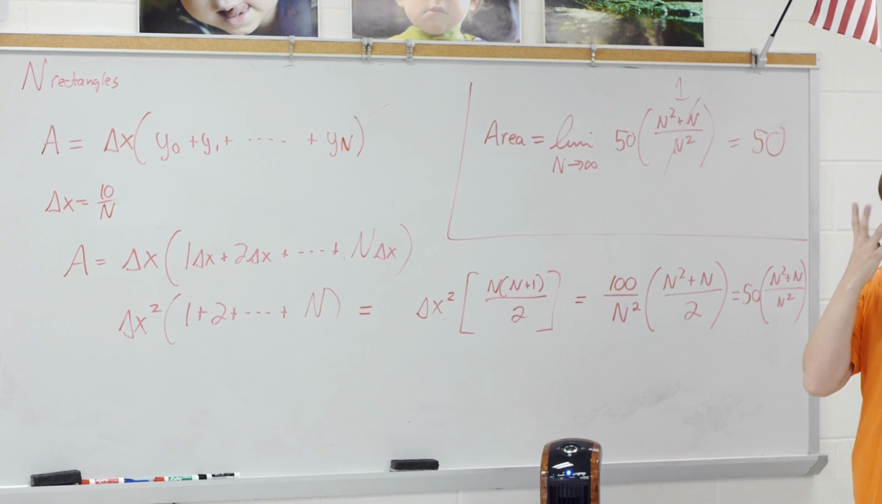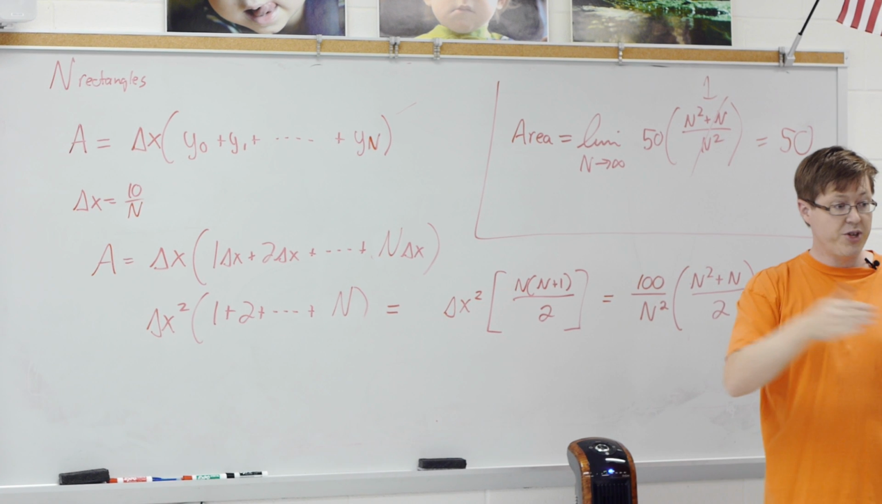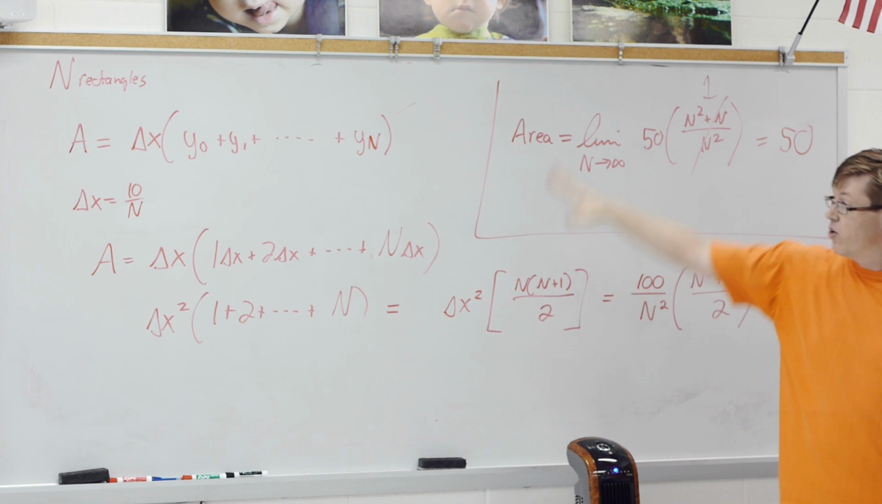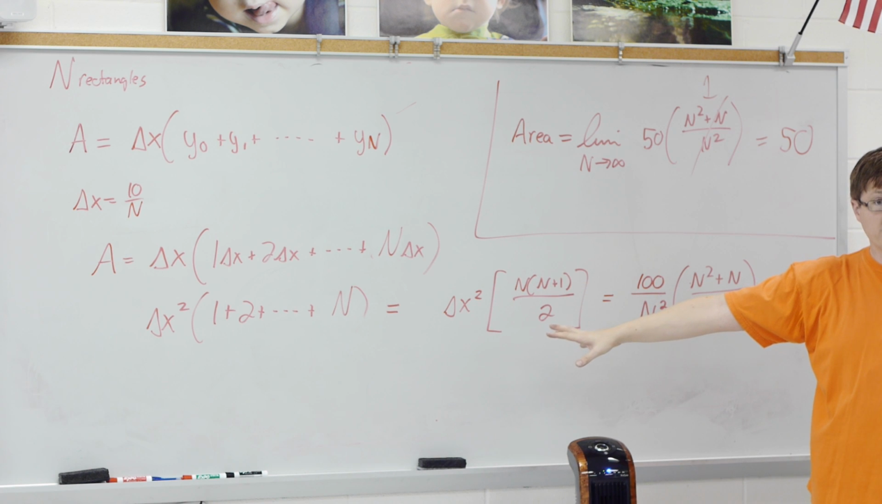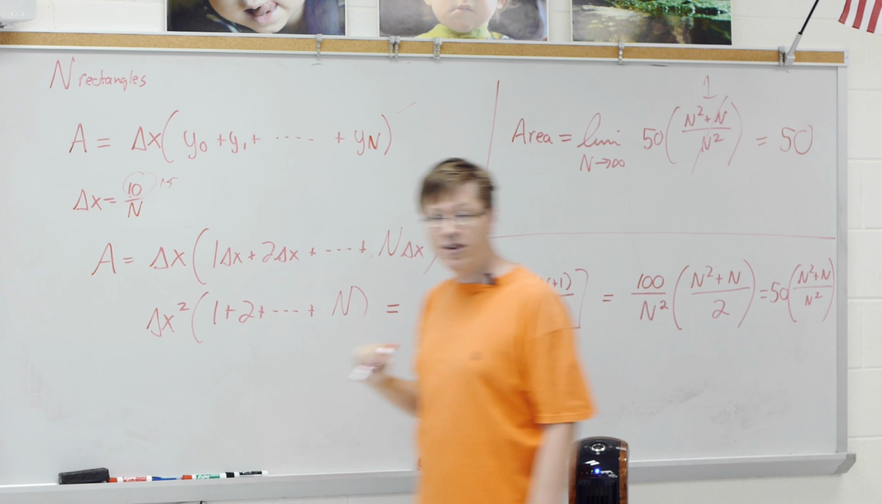So in fact, let's do a couple mental exercises. Over there, my triangle went from 0 to 10. What if I went from 0 to 15? What would change here? 15 over n. That would change to a 15. Would anything else change?